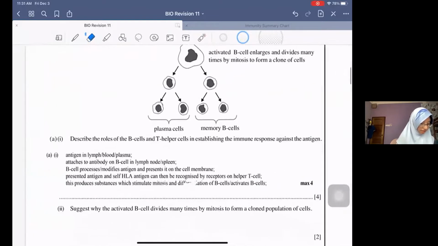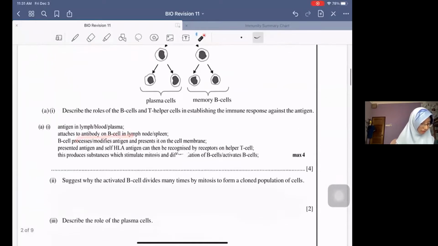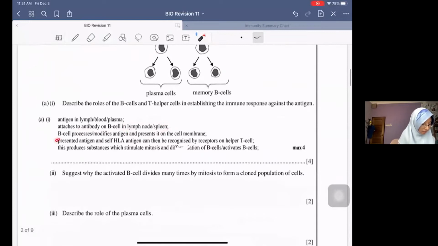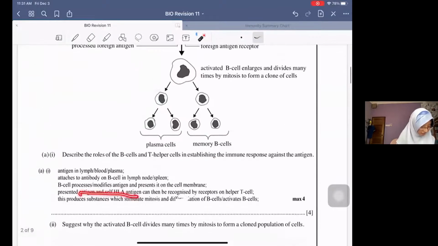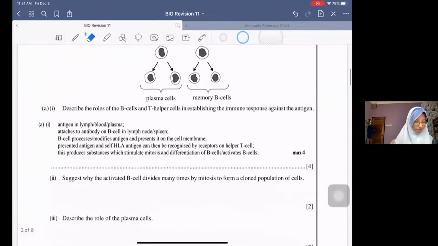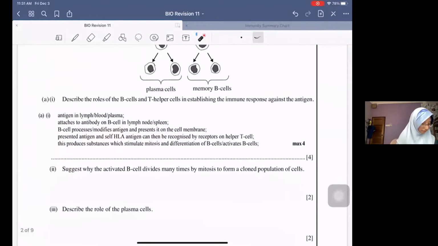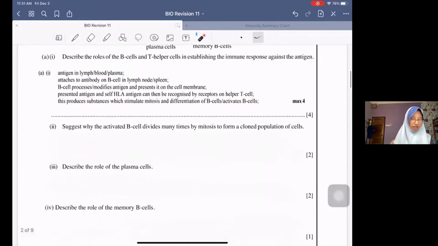So yes, there is antigen in lymph and blood plasma. They attach to B antibody and B lymphocyte in the lymph node or the spleen. Then B cell will process modified antigen and present it on the cell membrane so that the presented antigen and self-antigen can be recognized by helper T cells. So that will cause the helper T cells to come to the area also to help. T helper cells produce a substance which stimulates mitosis and differentiation of B cells, activating them.